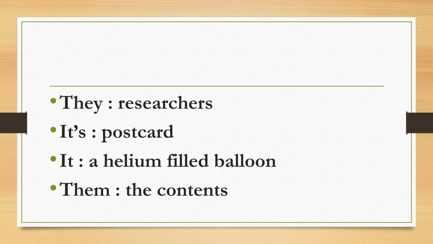In article B, we have the word it. It is in line 2 in article B. It refers to postcard. In article C, we have the word it. It is in line 4. It refers to a helium-filled balloon. And the last word is them. It is in line 8, article D. It refers to the content.